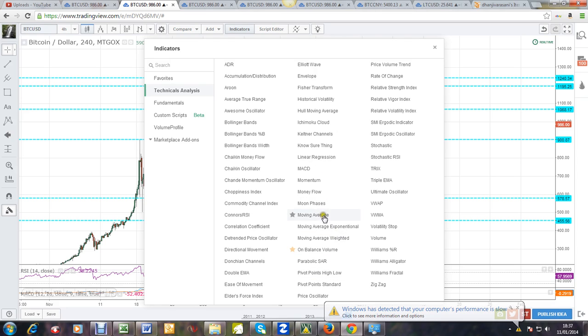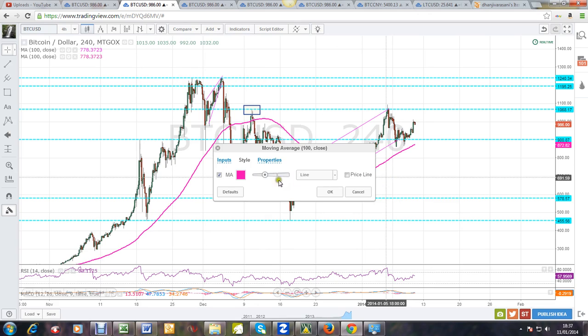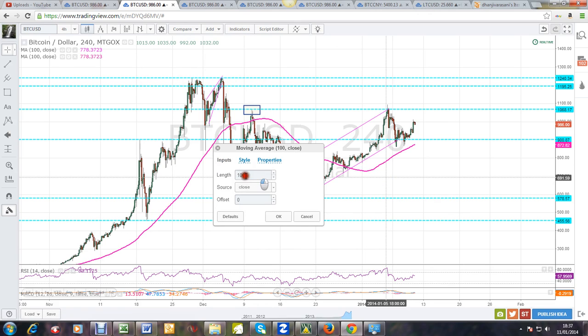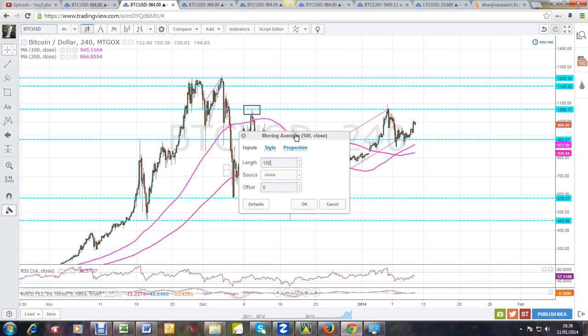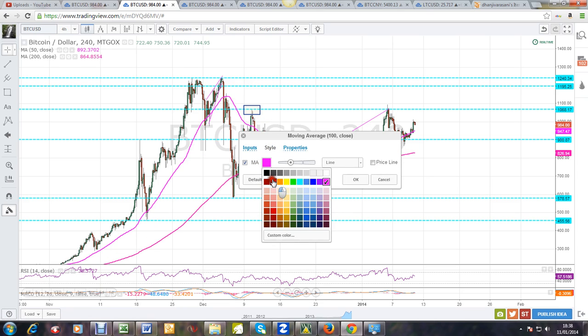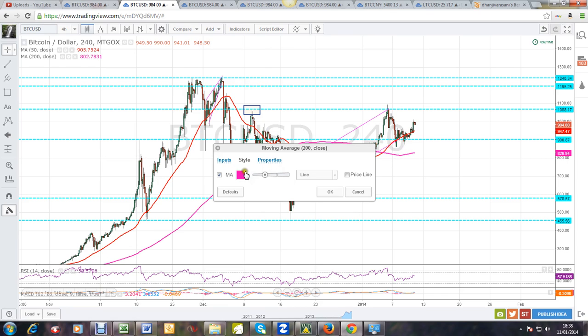So moving average here, moving average here. Okay, so that's one moving average, another moving average. If one of them was 200 input, I'll make that 200, and the other one I will put at 50. Style, I'm going to make that one red, and this one I'm going to make blue.